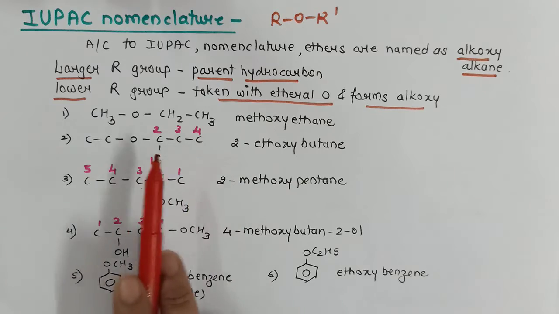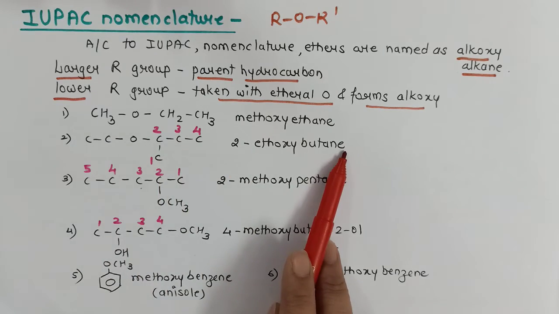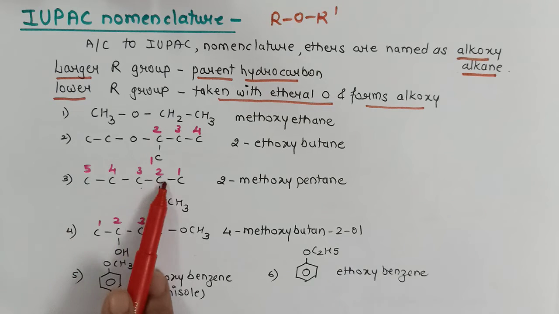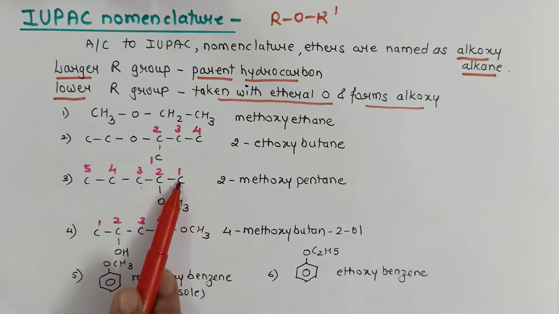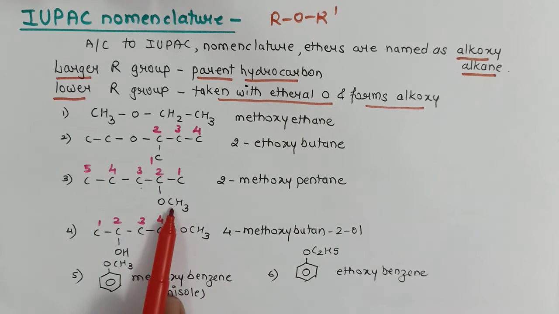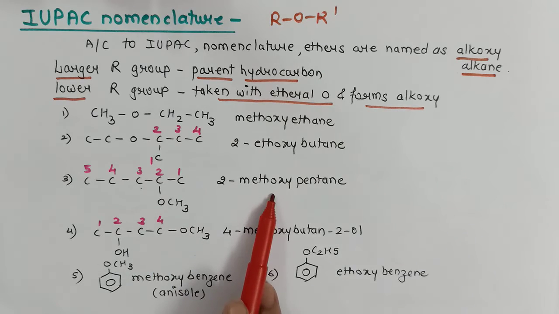So here it will become 2-ethoxybutane. Now in the second case, this becomes the largest alkyl group, and therefore it is taken as a word root. It becomes pentane, and this becomes alkoxy, being the smaller alkyl group. Therefore the name is 2-methoxypentane.